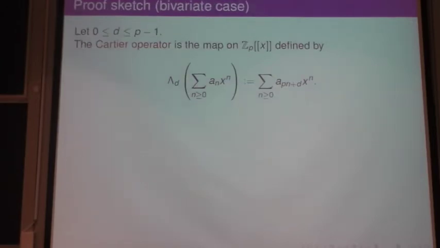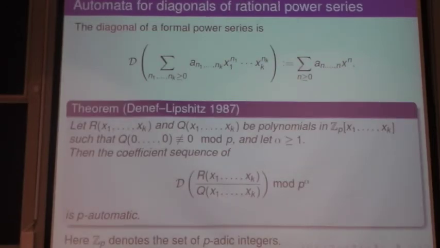So let me just show you the theorem once more. So this is the theorem. If we have a rational expression with some mild condition on the denominator, then taking the diagonal and reducing mod p to the alpha gives you a sequence that is produced by a finite automaton.